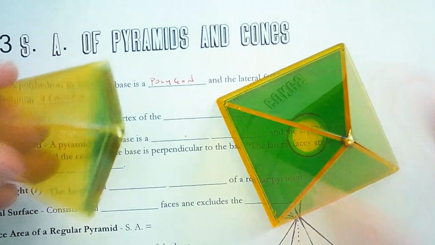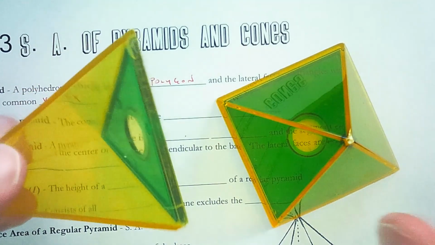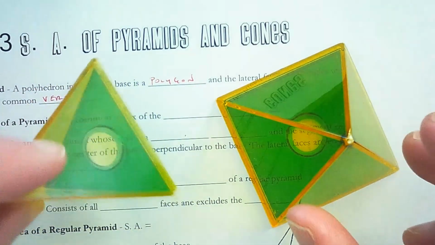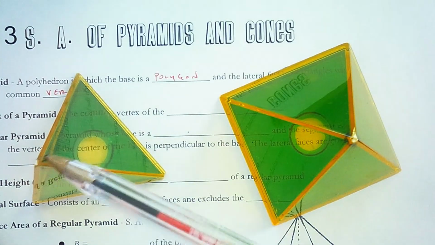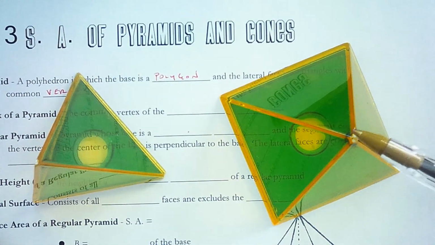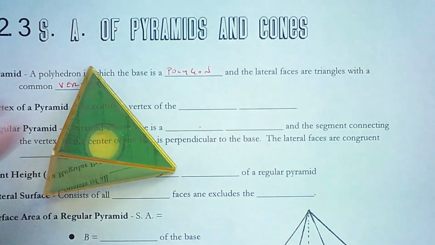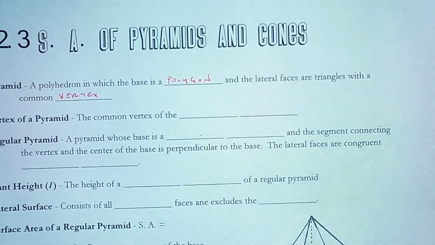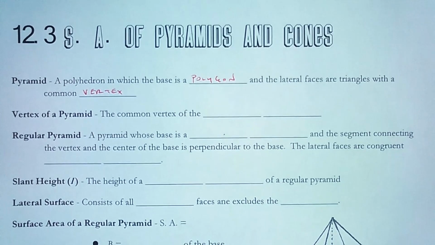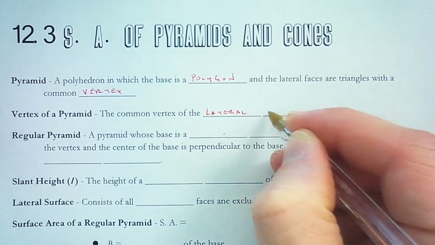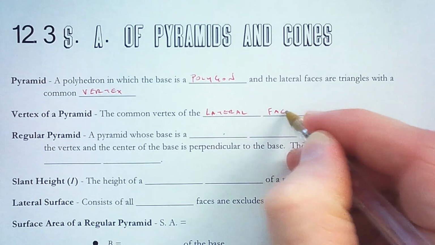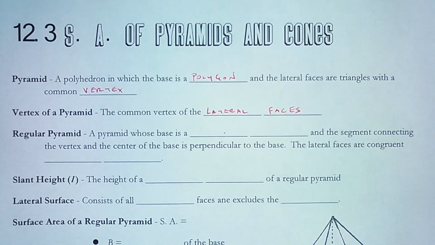Okay, now every corner on this polyhedron is considered a vertex. But typically on a pyramid, this one right here where the triangles meet is called the vertex. So even though they are all vertices, the one where the triangles meet is typically called the vertex. So the common vertex of the lateral faces, the triangles, is considered the vertex of the pyramid.